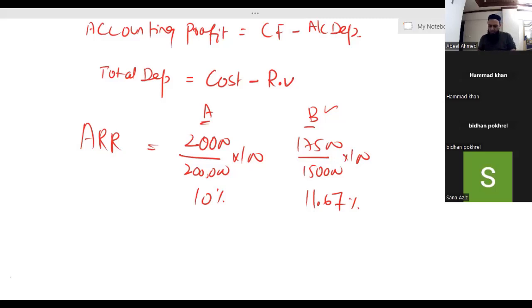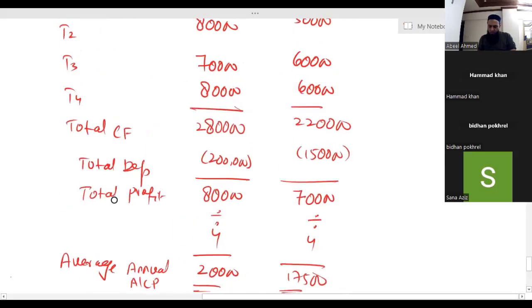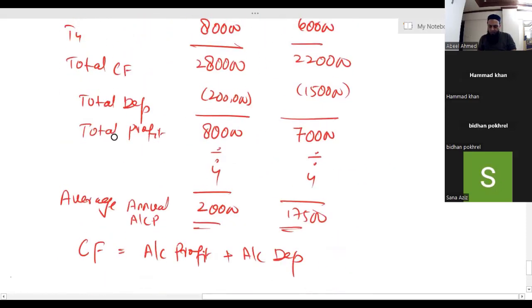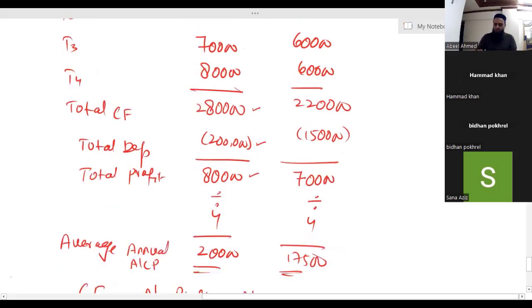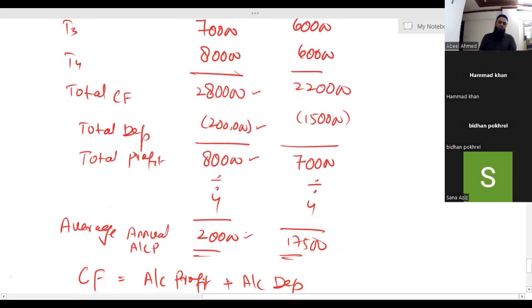Let me repeat again. I'll be a bit quick. I have 2 minutes, then I have to take the break. It's a simple formula. Total cash flows minus total depreciation gives you the total profit. Divided by the life, it gives you average annual accounting profit. And it is mentioned in the question to use initial investment to calculate ARR. Is this clear to everyone now? Please be quick.